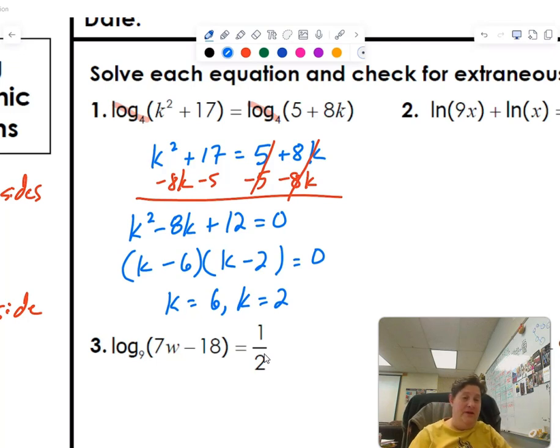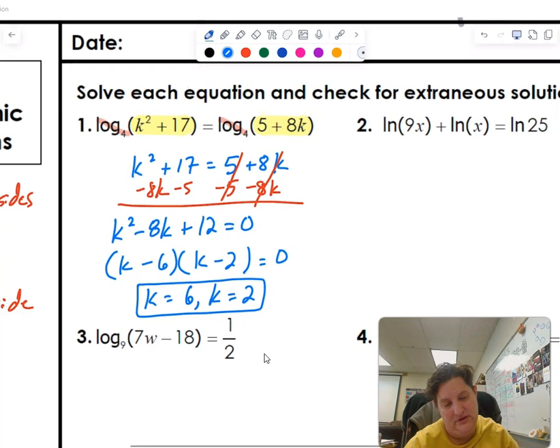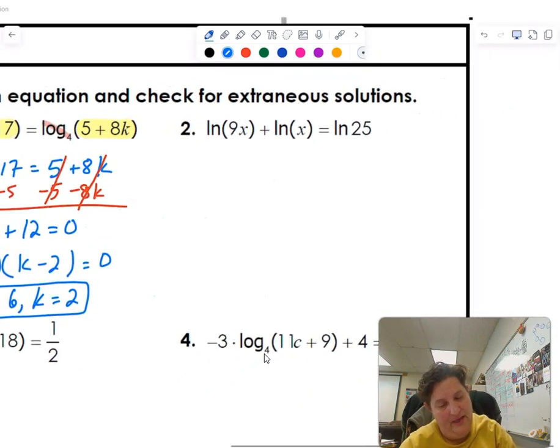Now, the one thing you have to be careful of with logarithms, you don't have to worry about this too much with exponentials, is that when you plug it in, it cannot give you a negative value there or there. But we're good because when I plug in 2 or 6 to either of those, they gave me positive values. So those are my answers, okay? No extraneous solutions on that one. All right, let's solve this one.